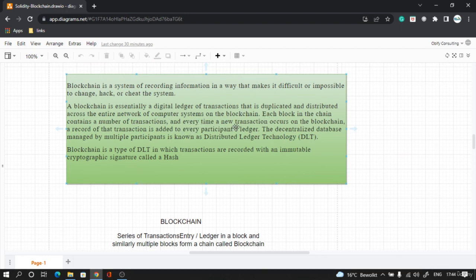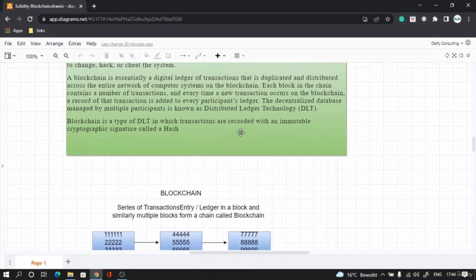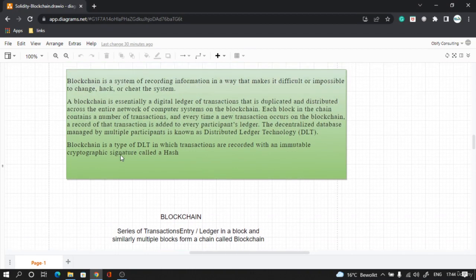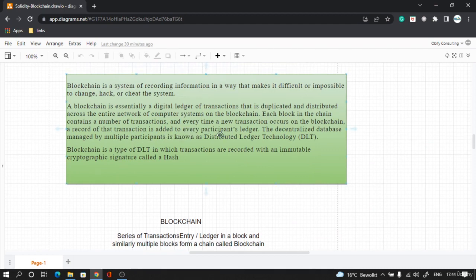And every time a new transaction occurs on the blockchain, a record of that transaction is added to every participant's ledger. So every participant is holding a ledger. Whenever a transaction happens on the blockchain, it gets entered in that particular ledger as a new entry. That's what it says here.